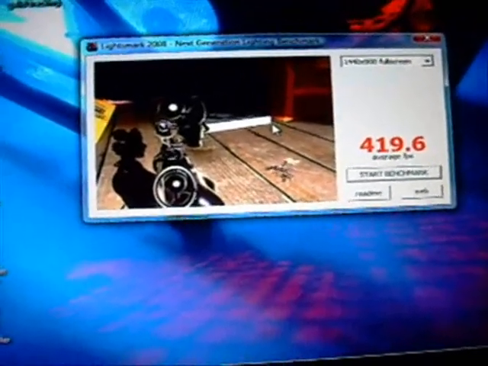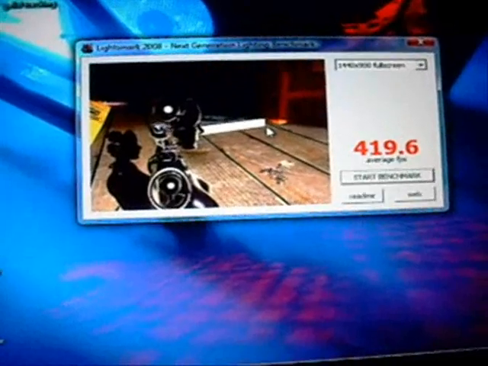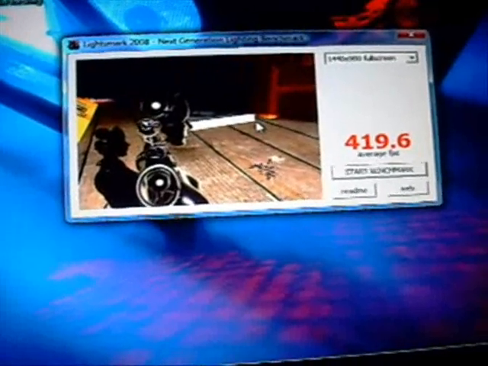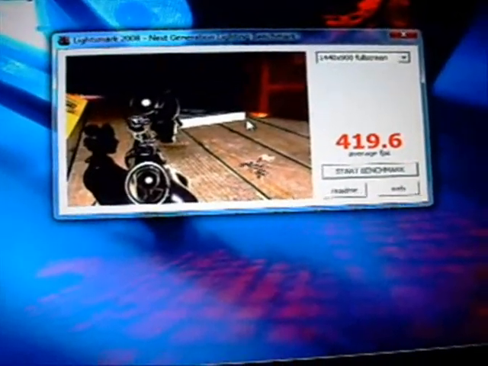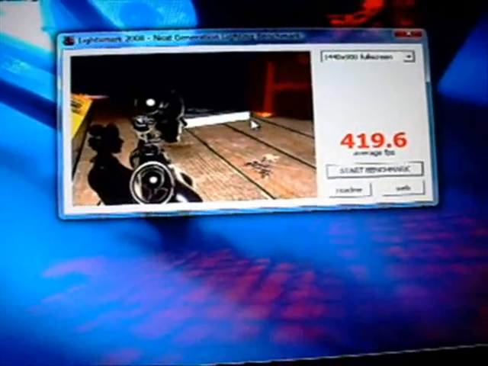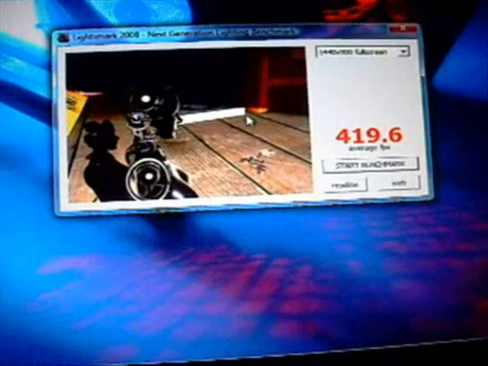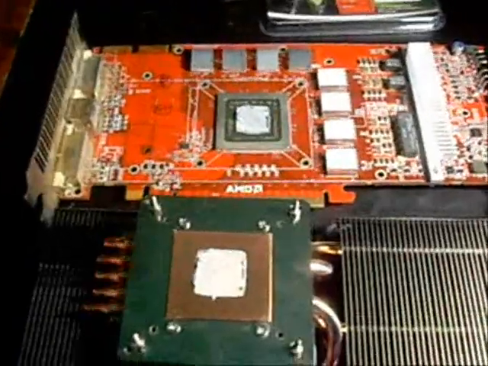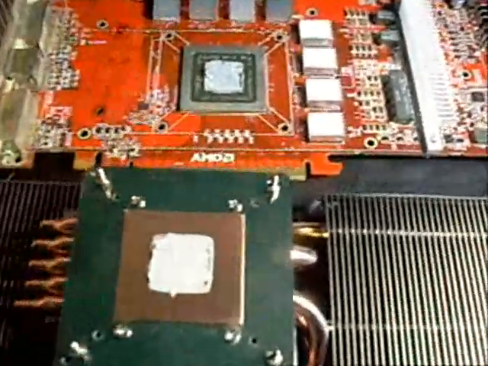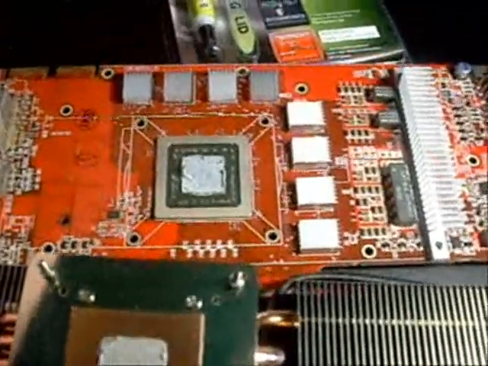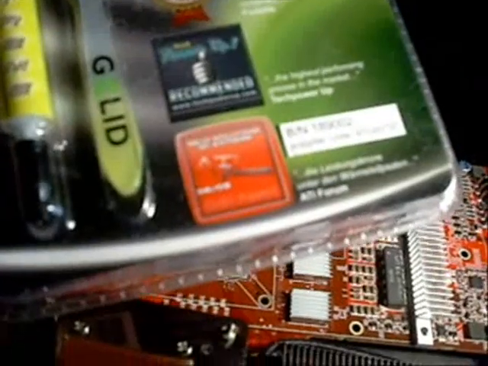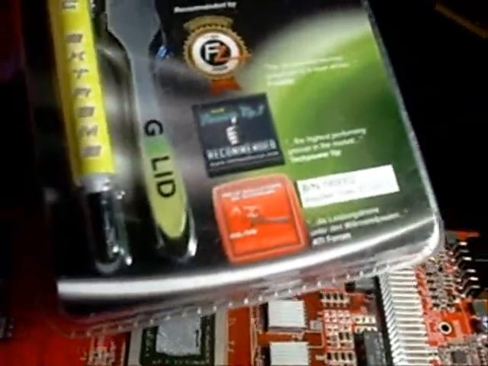I just wanted to show the benchmark results. When we ran this benchmark before with the stock cooler, the best I could do was 413 for average frames per second, and the frames per second jumped up to 419.6, so we gained an average of about 6 frames per second, just from keeping the video card cooler. Okay, we've removed the cooler again. Now we're going to clean off all of our thermal compound, and we're going to try putting the cooler back together with some of the Gelid GC Extreme thermal compound. We're going to see if this makes a difference.